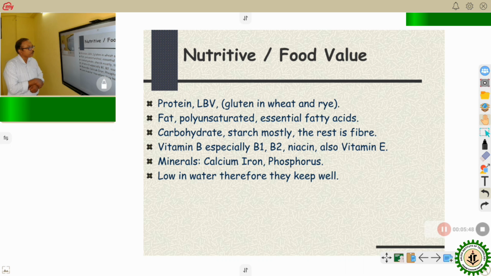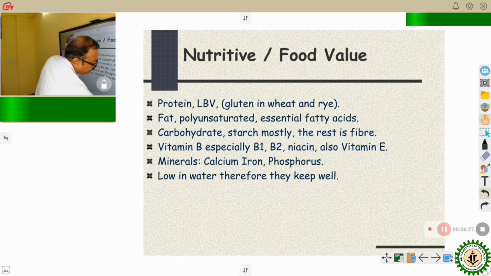Nutritive value: protein having low biological value, gluten in wheat and rye; fat, polyunsaturated fatty acid, essential fatty acid, etc. However, once it is milled, the polyunsaturated fatty acid content is lower because the bran portion contains those fatty acids, the lipid portion, bran and germ. Carbohydrate, starch, mostly, the rest fiber; vitamin B, especially B1 and B2, niacin, as I have stated earlier, also vitamin E, etc. Minerals: calcium, iron, phosphorus. Low in water, therefore they keep well.